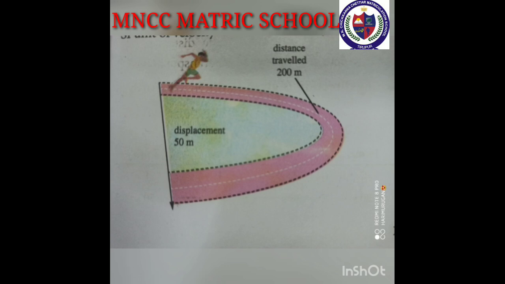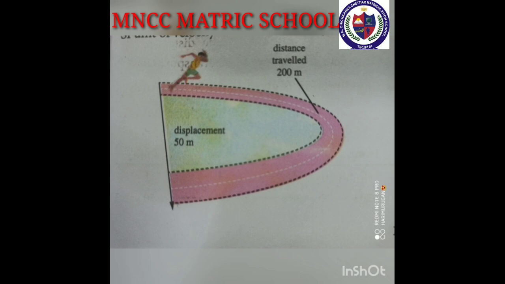Uniform velocity. A body has uniform velocity if it covers equal displacement in the same direction in equal intervals of time. Example, light travels through vacuum. Non-uniform velocity. If either speed or direction changes, the velocity is non-uniform. Example, a train starting and moving out of the station.